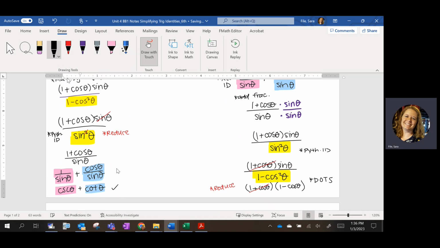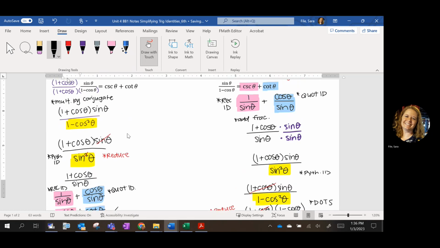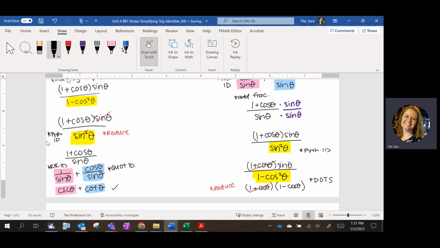So I proved it. And that was, I'll write here again, that is quotient identity. And this one is reciprocal identity. So I used multiplying by the conjugate. I used Pythagorean identity. I reduced. This was just algebra, separating the two fractions. I used reciprocal and quotient IDs.